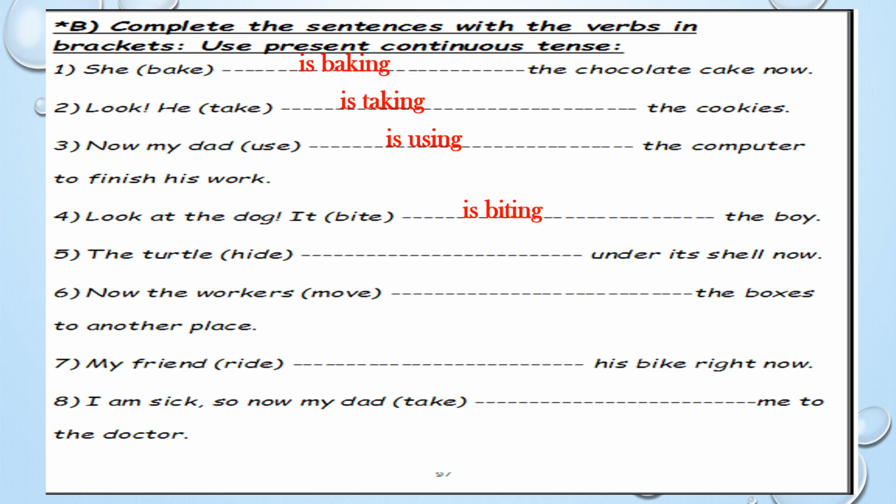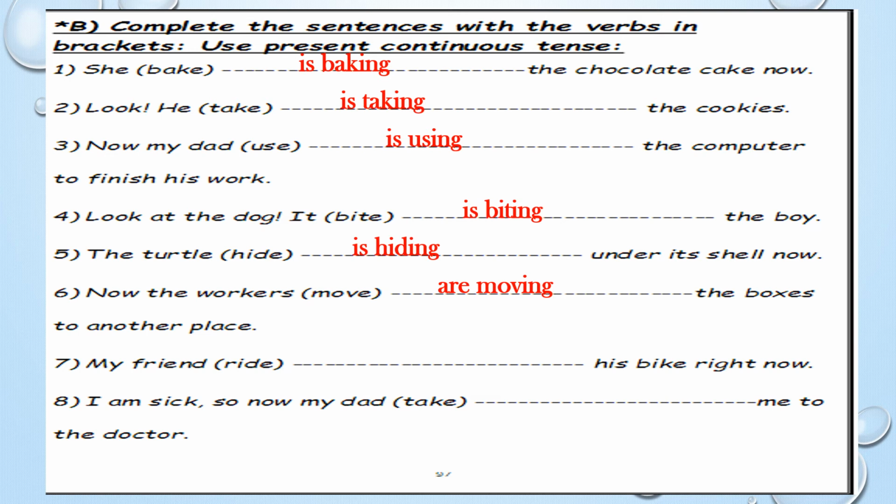Number 5. The turtle hide under its shell now. So the turtle is singular, so it takes is hiding. So we cancel the E and put the ing. Number 6. Now the workers move the boxes to another place. Now is from the keyword and the workers is a plural noun, so we are going to put are moving, and move ends with an E, so we are going to cancel the E and put ing.